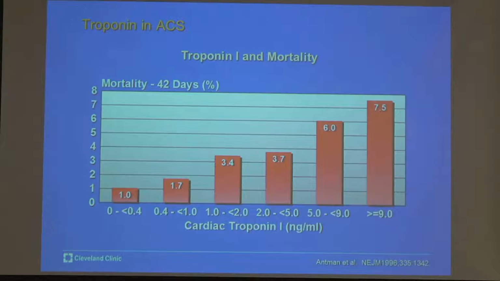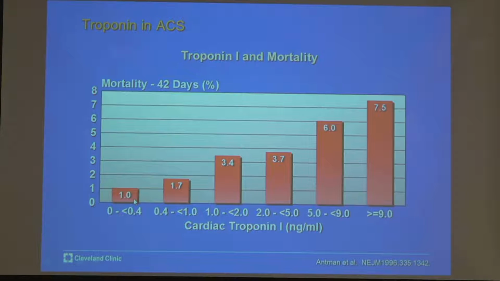Troponins, if you have more than one, this is the classic troponin. This is not high-sensitivity troponin. Troponin I, if it's more than one, your risk is 3 times higher than if it is less than 0.4. So if the troponins are increased, that means you are identifying a high-risk patient.